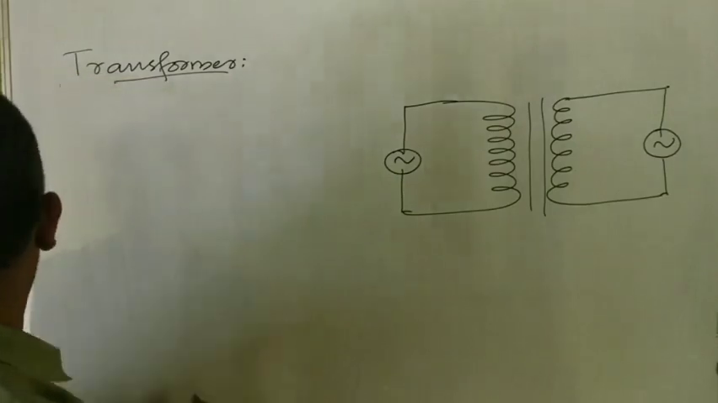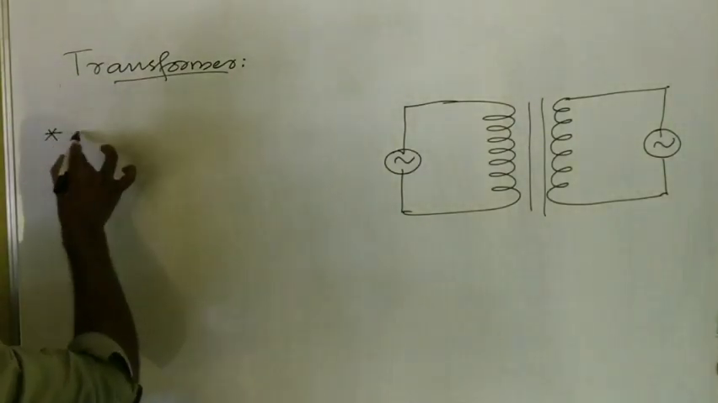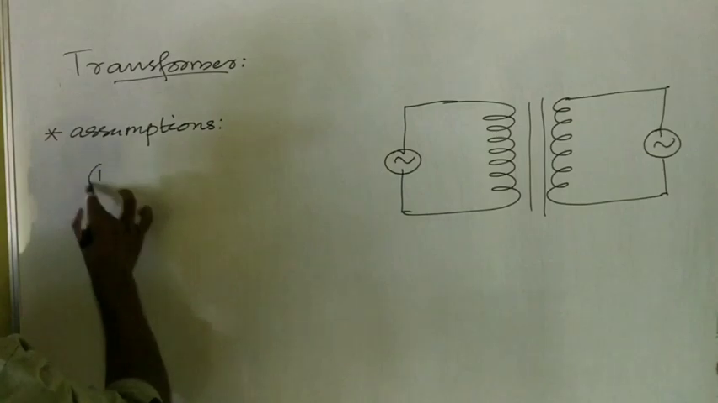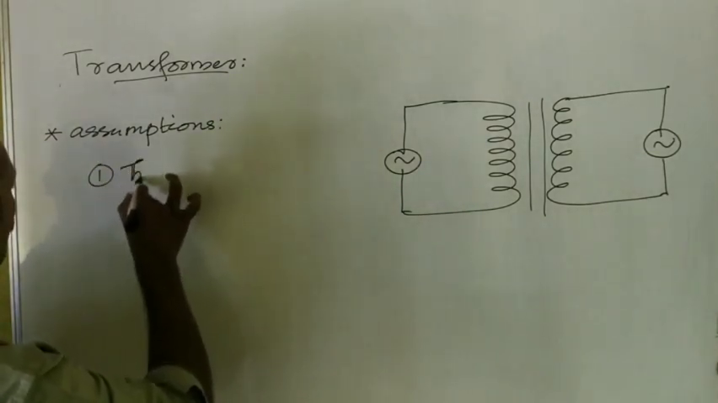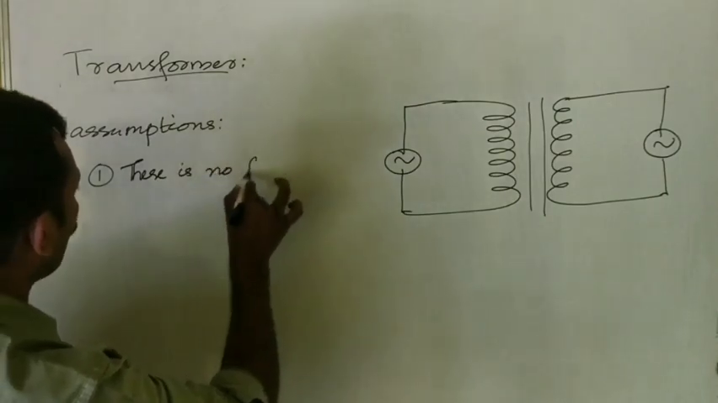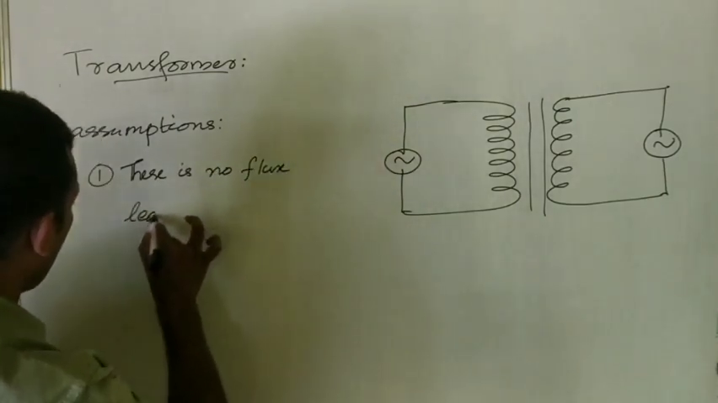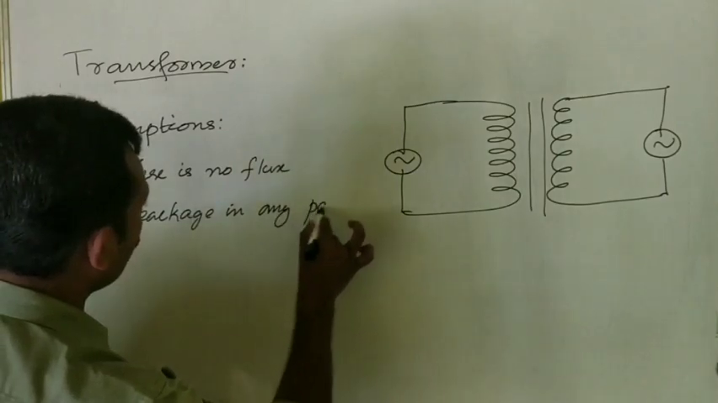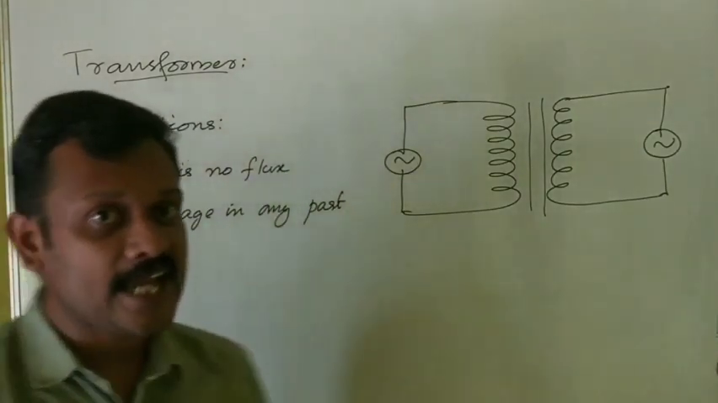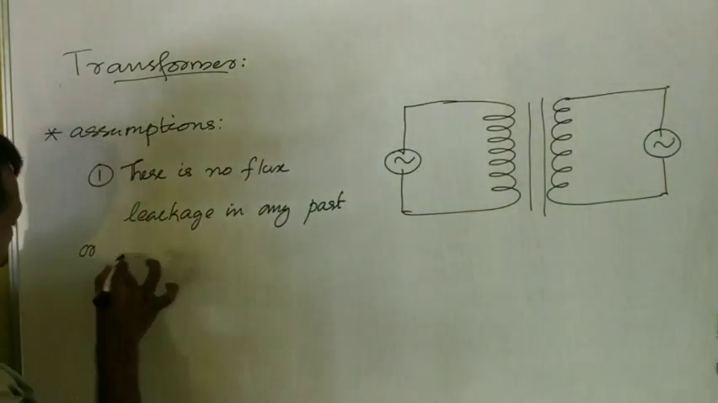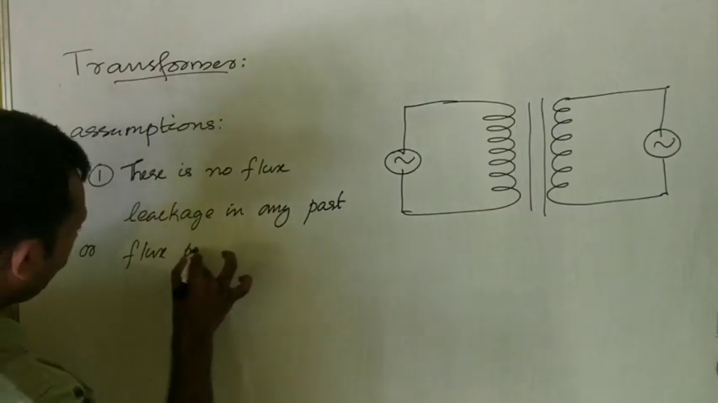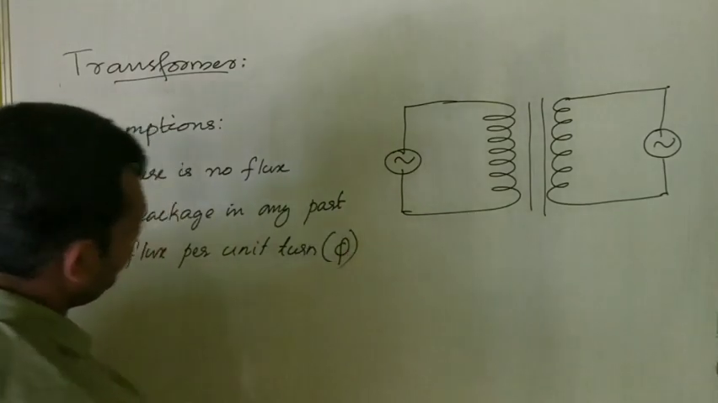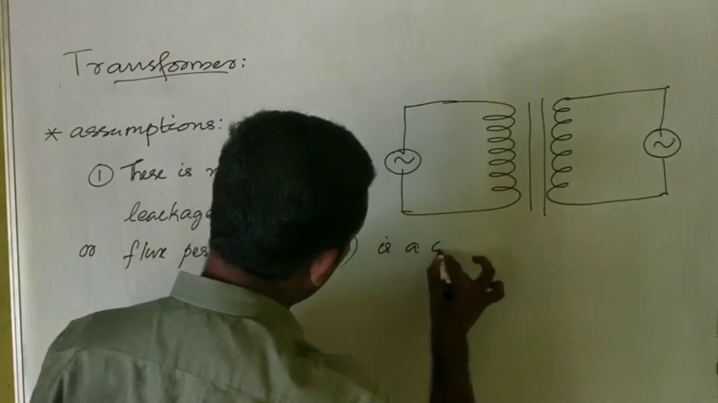Before we start the discussion of the transformer, we will consider a few assumptions. The first assumption is that there is no flux leakage in any part. And the flux per unit turn, phi, is a constant.